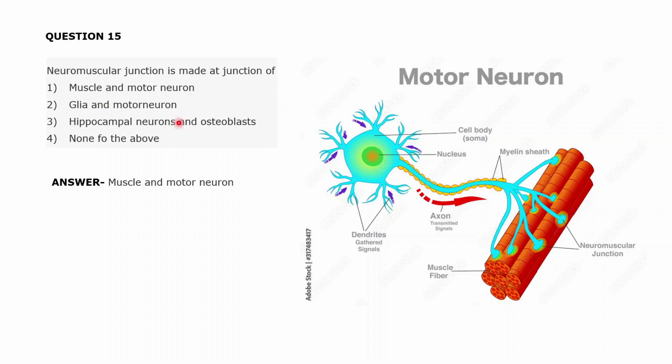And also hippocampal neurons are actually present in the central nervous system, and osteoblasts are actually bone forming cells, right? Osteoclasts are also there, osteoblasts are also there, and osteoblasts are involved in forming bones there. So the answer to this question is neuromuscular junction is made at the junction of muscles as well as motor neuron. So I think this answer is particularly clear. So does anyone have any doubt regarding this? Okay, so I think this is clear. So I will just move on to the next question.